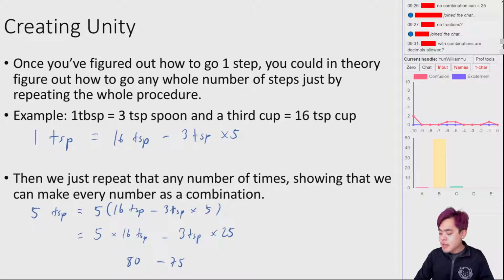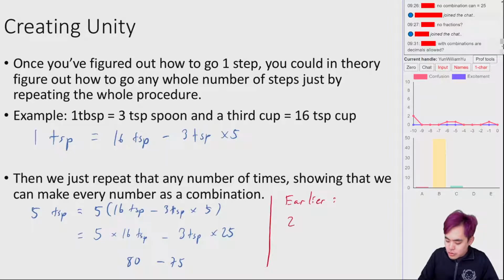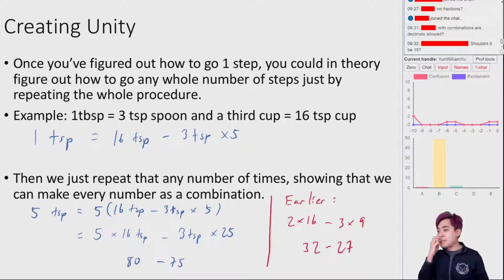Okay, so now you notice that we actually gave a different solution here, because earlier we gave the solution 2 times 16 minus 3 times 9, whereas this one was 32 minus 27. Whereas this time we gave a different answer. Oh, wait, did I do that wrong? Wait, shouldn't it be 15? No, I don't think so. Oh, wait. Oh, I see where the confusion is.